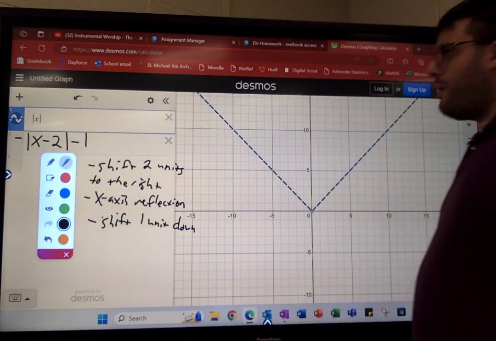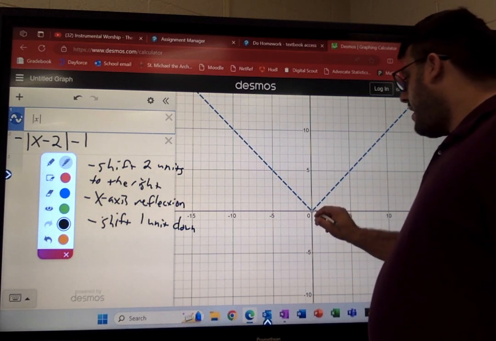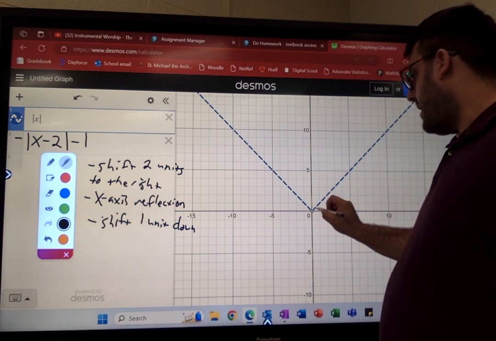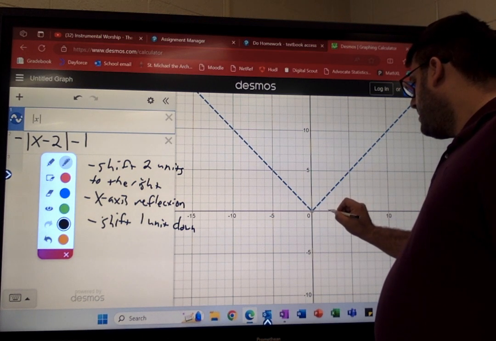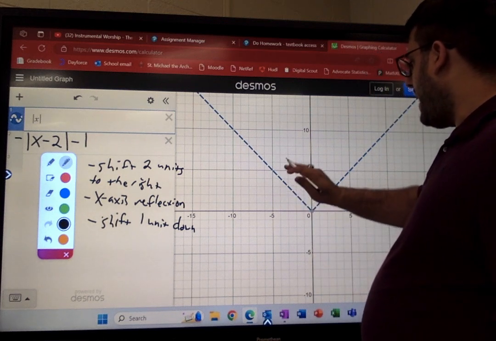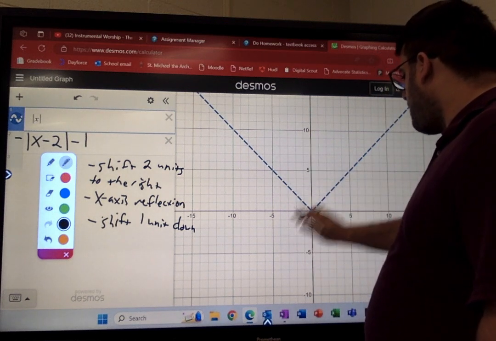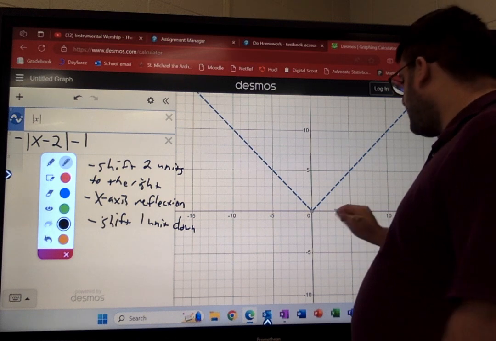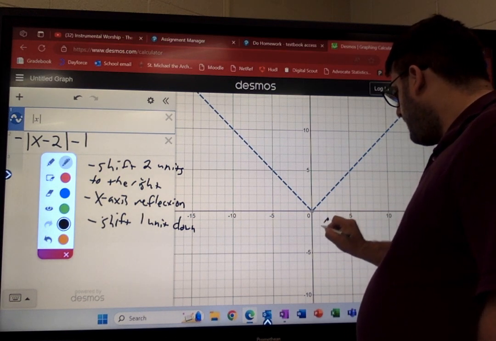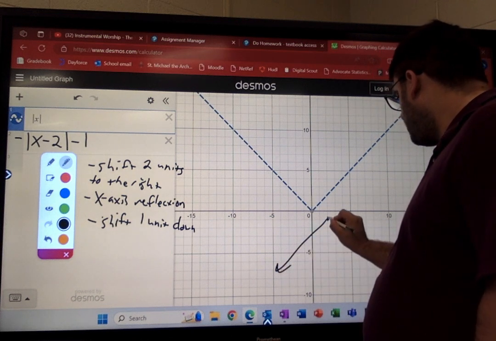If I'm graphing it on paper, what I'm going to do is take my center point, my start point, and go 2 units to the right, 1, 2. I'm going to flip this graph over the x-axis, so now instead of opening up, it's going to open down. And I'm going to shift that center point 1 unit down, about right here. And then from there, I'm just going to roughly draw this as best as I can.